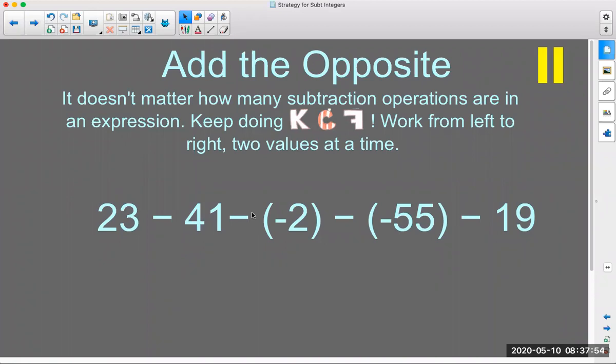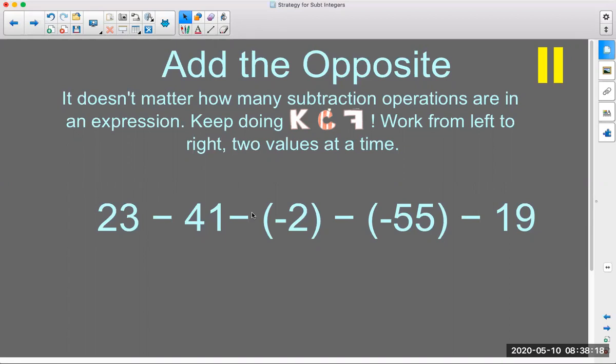So I gave you, don't freak out, I gave you this long expression because I want you to know it doesn't matter how many subtraction operations are in there. You can just KCF your way across the problem so you can get an addition expression. So we're going to do this by starting on the left and using two values at a time.